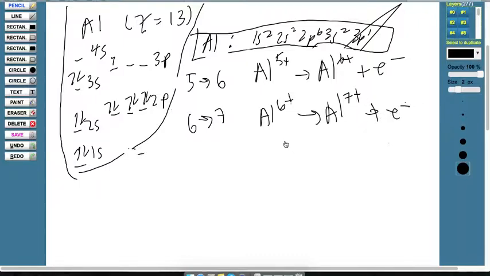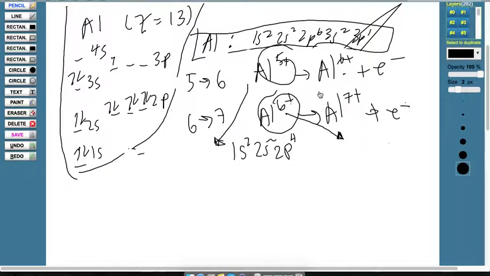So again, let's try to draw the new configurations. Al5+ is removing 5 electrons: 1, 2, 3, 4, 5. So 1s2, 2s2, 2p4, and then we have Al6+, right? We always want to look at the starting point, not the ending point, so we can identify the electron being removed. So we have 1s2, 2s2, 2p, and we're removing one more, so 2p3.